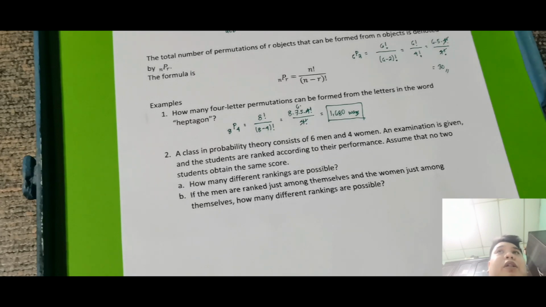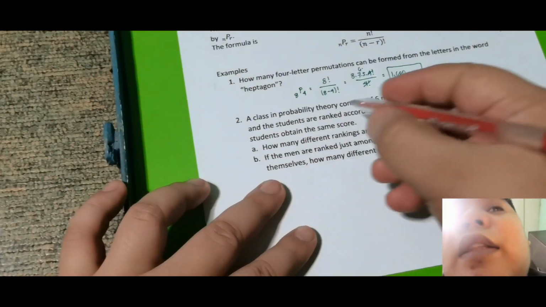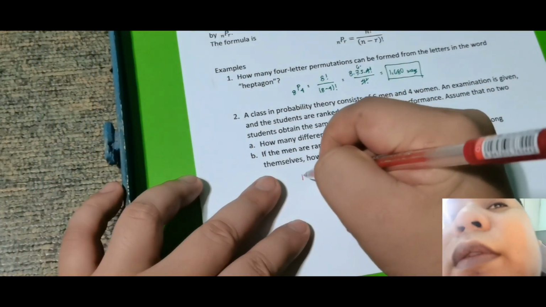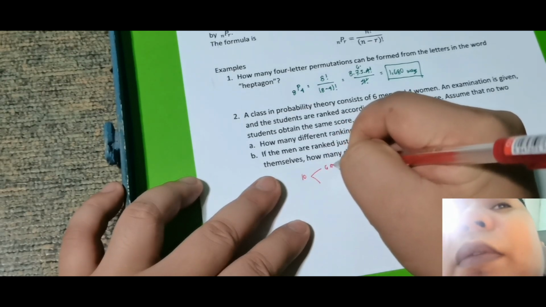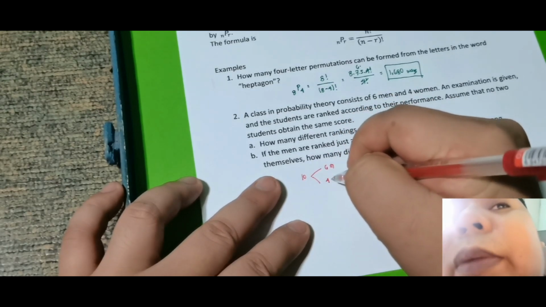Okay, so for example, nag-quiz kayo sa akin. So, may 6 na lalaki, 4 na babae akong pinag-exam sa inyo. So, ngayon nga, i-arrange natin yung kanilang score. So, ito yung una. How many different rankings are possible? So, meron daw 6 na lalaki at 4 na babae. So, in all, ang total is 10. Okay, so we have 10 consisting of 6 men and 4 women.